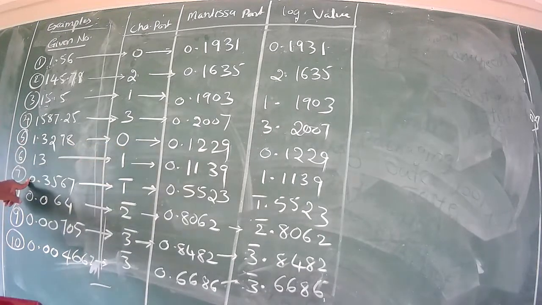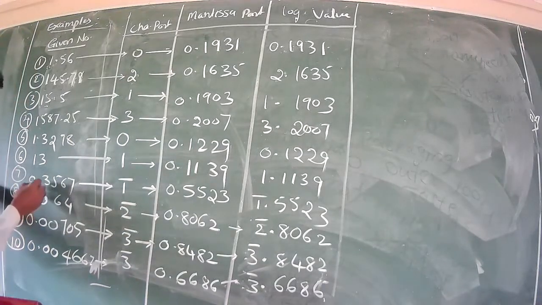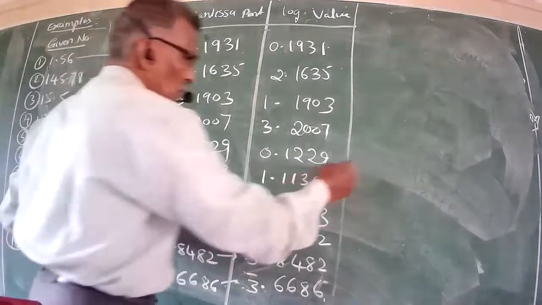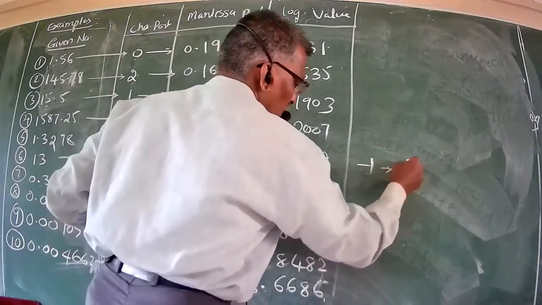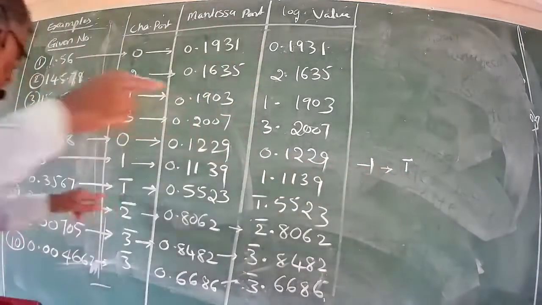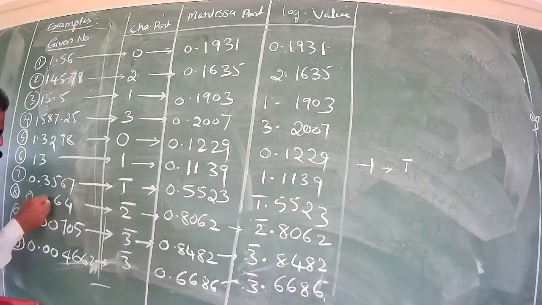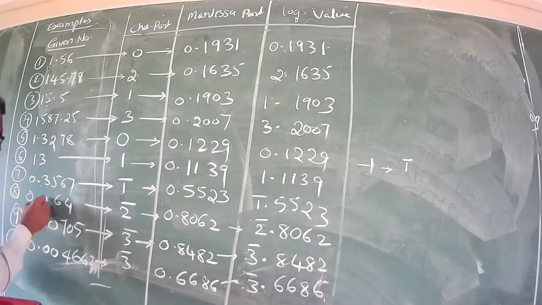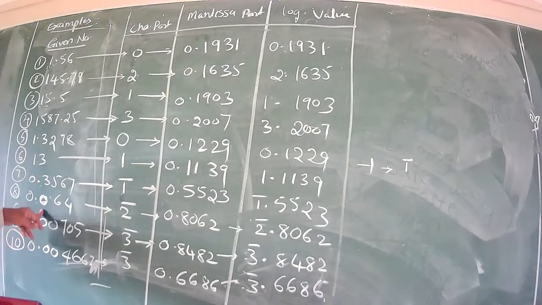Here 0 is there, so again minus 1. Now find the decimal point. Here 0 is there, so minus 1 is denoted by bar 1, as I explained in the previous period. Minus 1 is denoted by bar 1. Now here, the number of zeros is 1, so 1 plus 1 is 2. So minus 2 is there.